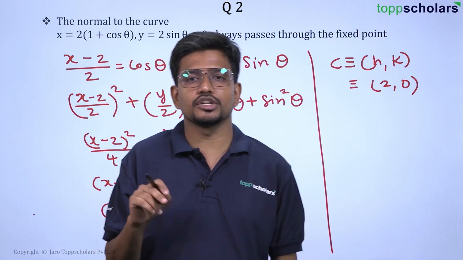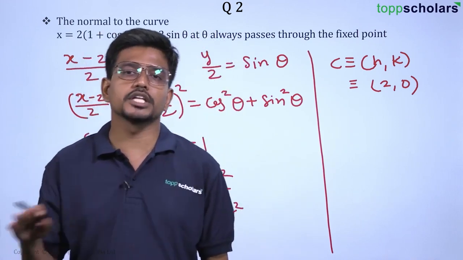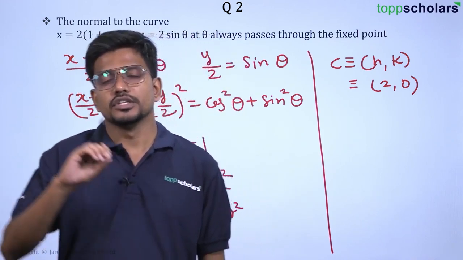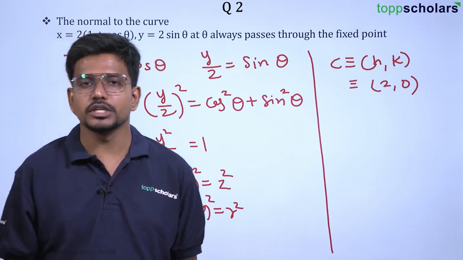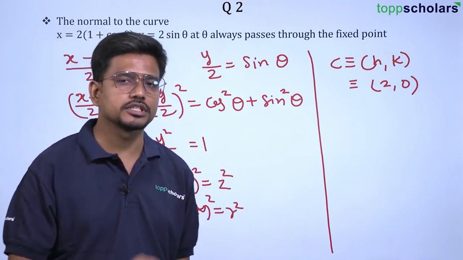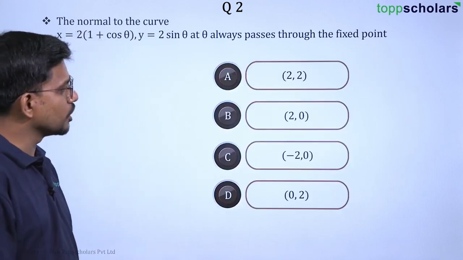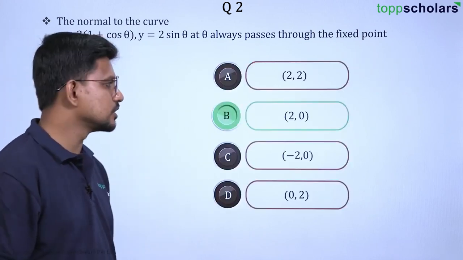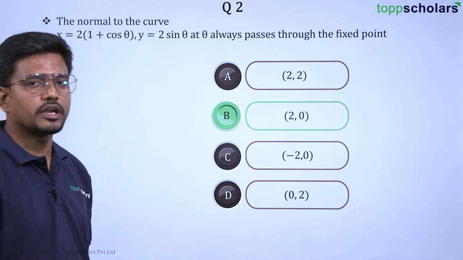In the examination of JEE Mains, you do not have to take the pains of solving the equation of the normal, because if you have a circle, that's it. It will definitely pass through the center of the circle. So the correct option should be option B. Let us check the answer. Yes, option B is definitely fine.